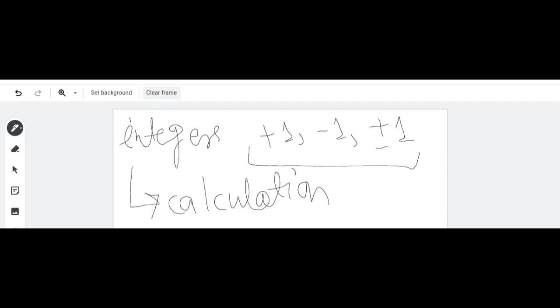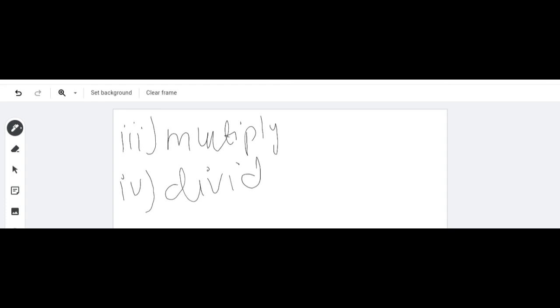what do I have to do? For the calculation of integers, there are four operations. First, we can add the integers, we can subtract them, we can also multiply them, and we can also divide them. But for each operation, every rule is different from the others.